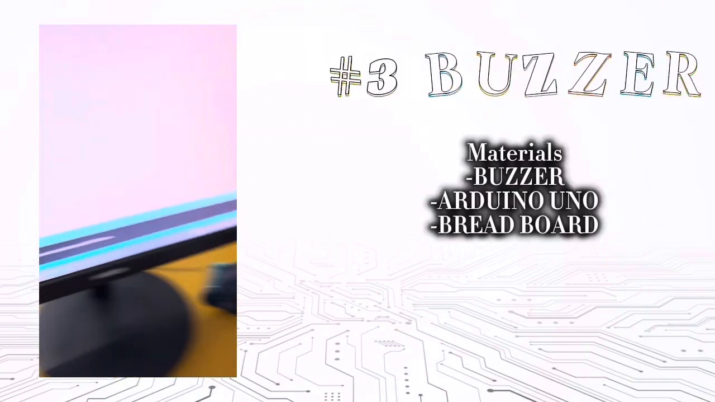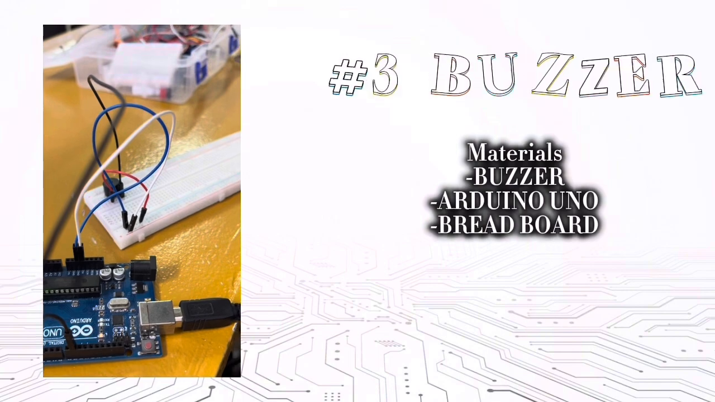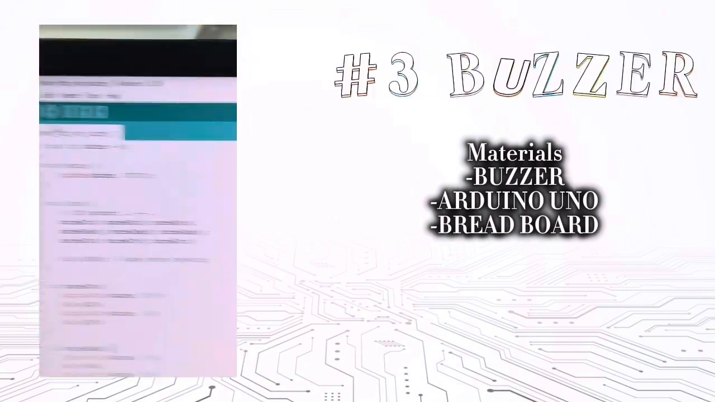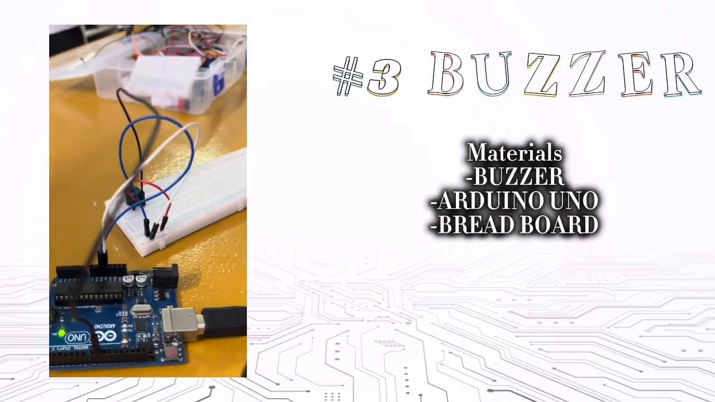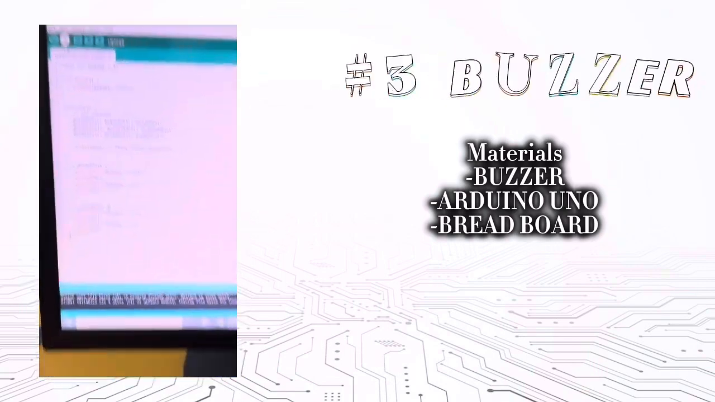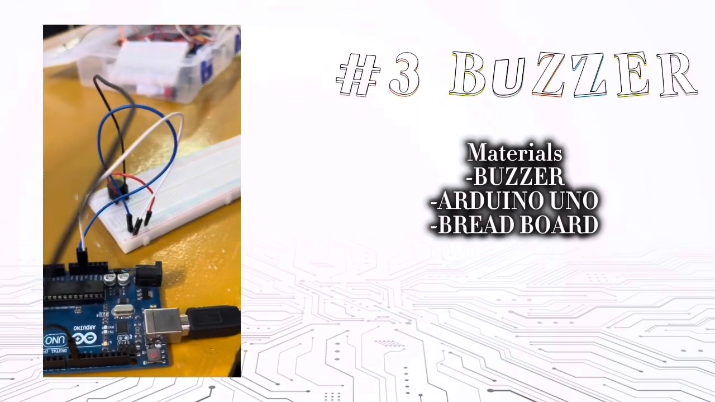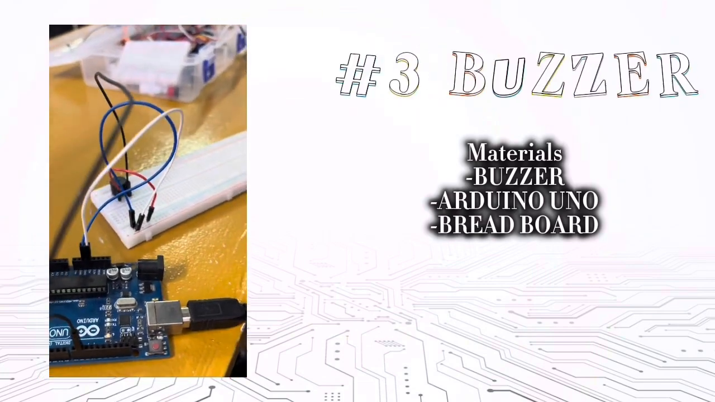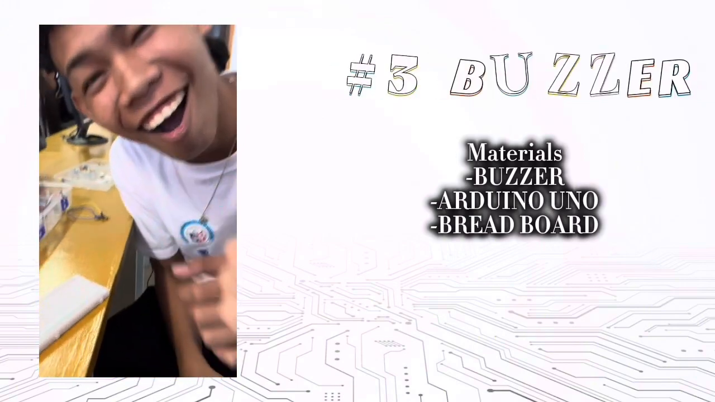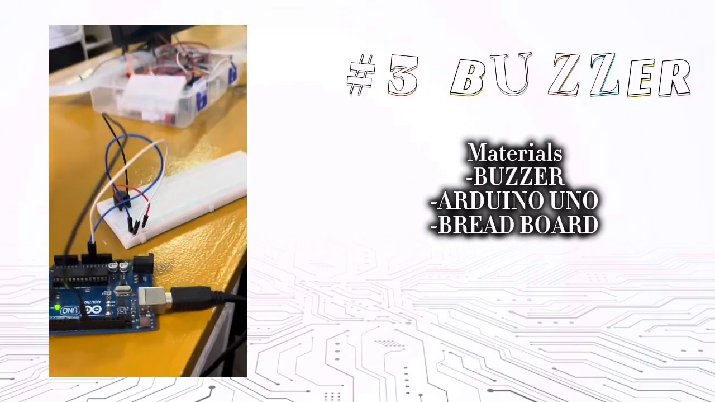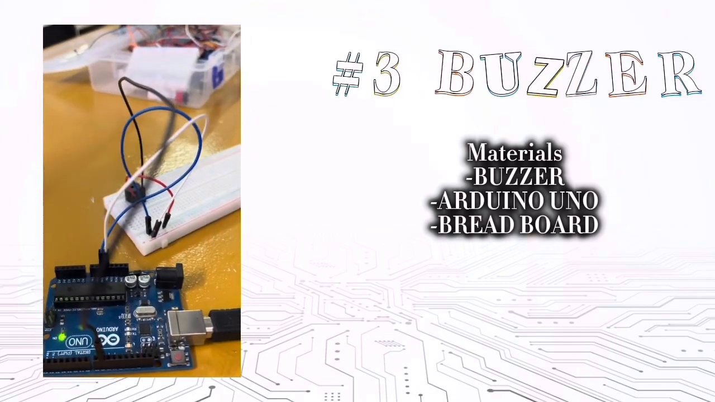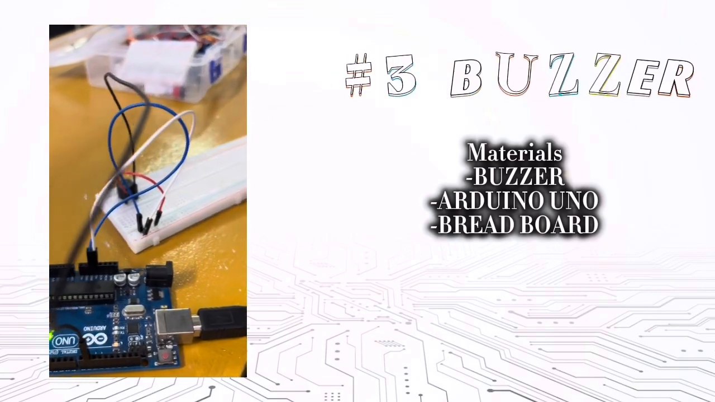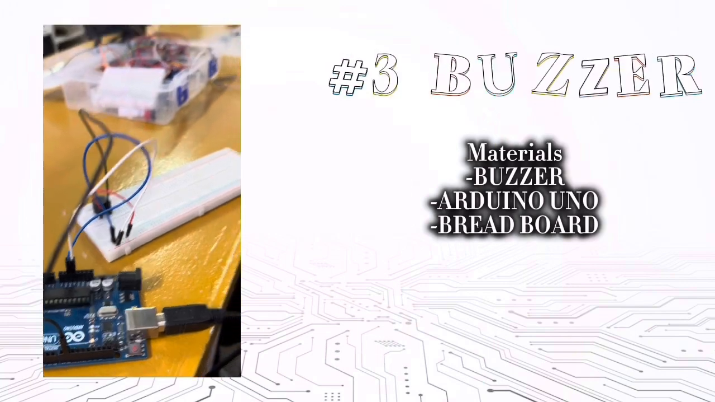Buzzer 3. Materials: buzzer, Arduino Uno, breadboard. In this project, the buzzer is connected to the Arduino and programmed to turn on and off automatically at an interval of about 2 seconds. The Arduino sends a signal to the buzzer to make sound for 2 seconds and then stop for another 2 seconds, repeating this cycle continuously. This setup demonstrates how timing control works in Arduino using delay commands. It shows the buzzer can be programmed to produce a repeating beep pattern without pressing any button.